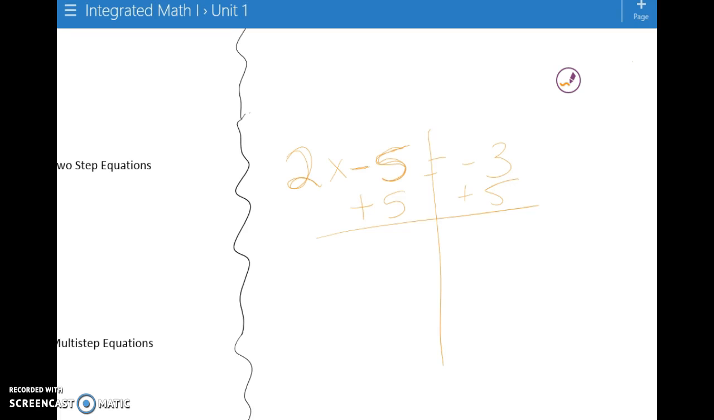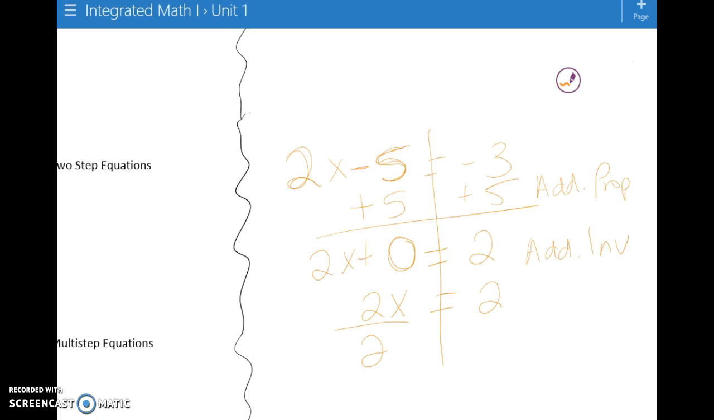I'm going to use the addition property of equality. Negative 5 plus 5 is 0. So as I do these, I'm just going to put addition property of equality. 2x plus 0 equals 2. Well, 2x plus 0 is 2x. That's because this is the additive inverse.